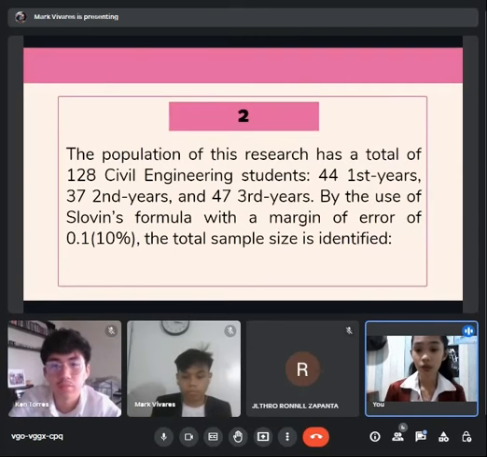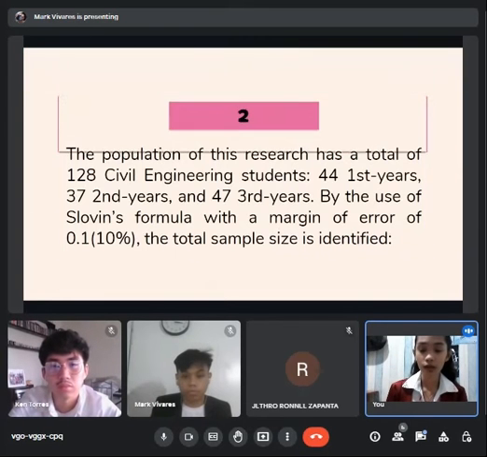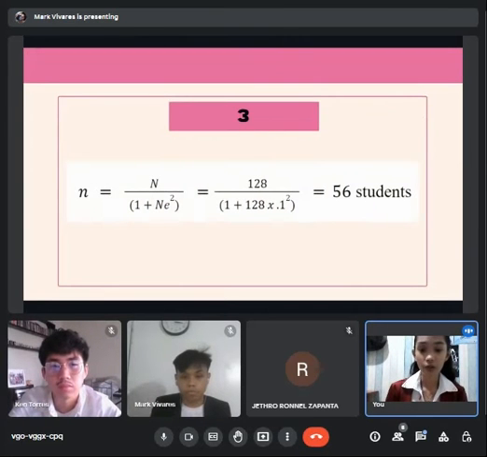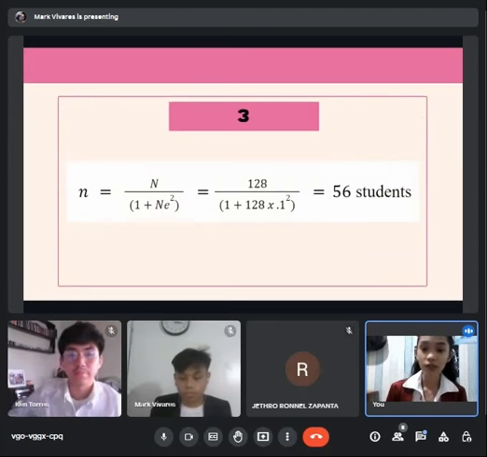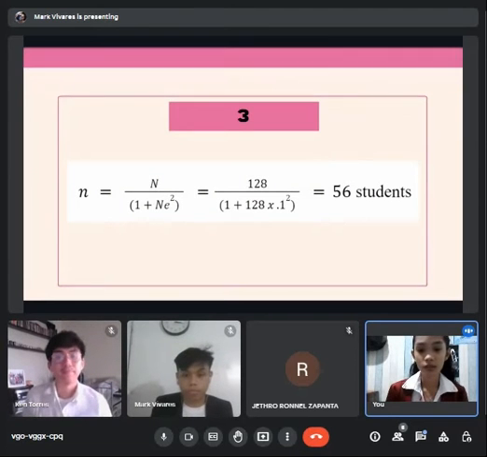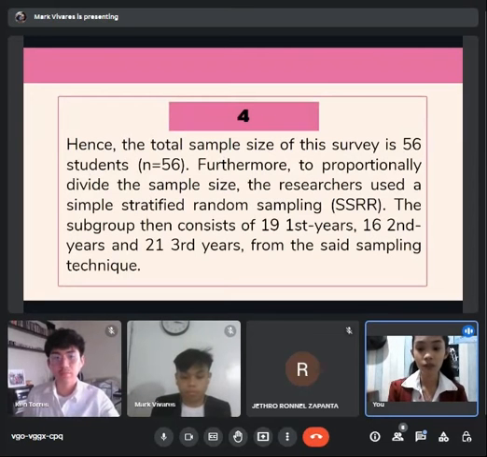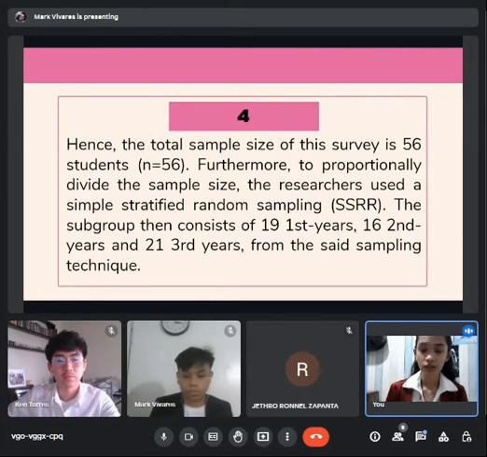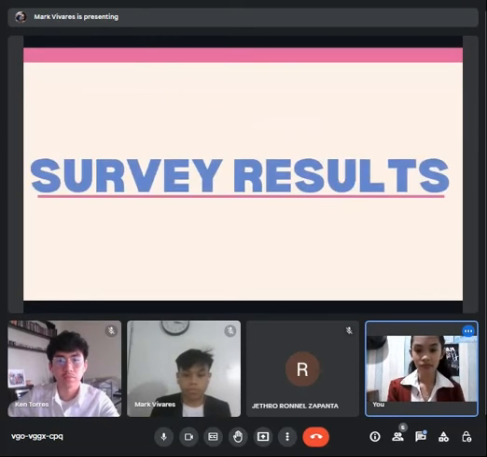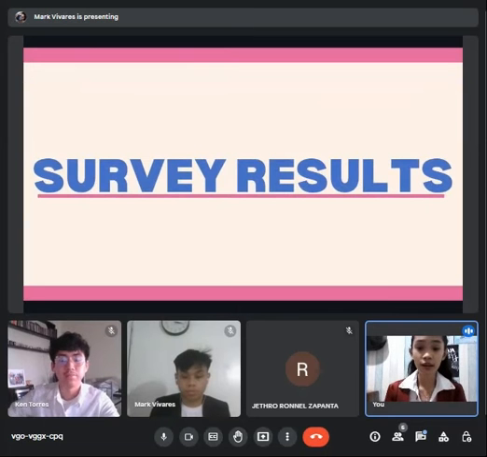And to identify our samples, we utilize the Slovin's formula with a 10% margin of error. Upon solving using the said formula, we obtain a total sample size of 56 students. Furthermore, by utilizing the simple stratified sampling technique, we are left with a sample proportionally divided by subgroups of 19 first years, 16 second years, and 21 third years. And after that, we proceed with our data gathering that leads us to these survey results.